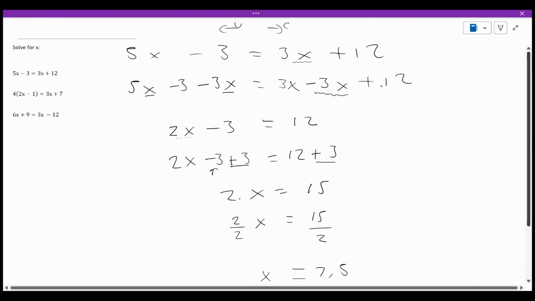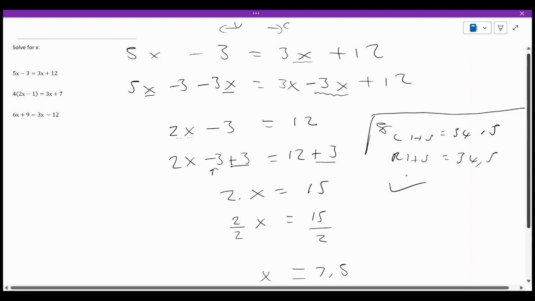Now, it is very important to check that the answer that you got is good. So we are going to have, let's put this in the calculator, 5 times 7.5 minus 3. The left hand side is equal to 34.5. The right hand side is also equal to 34.5, which means what we did is correct.